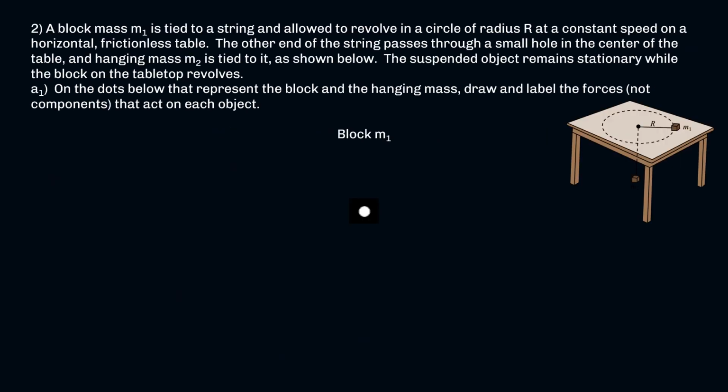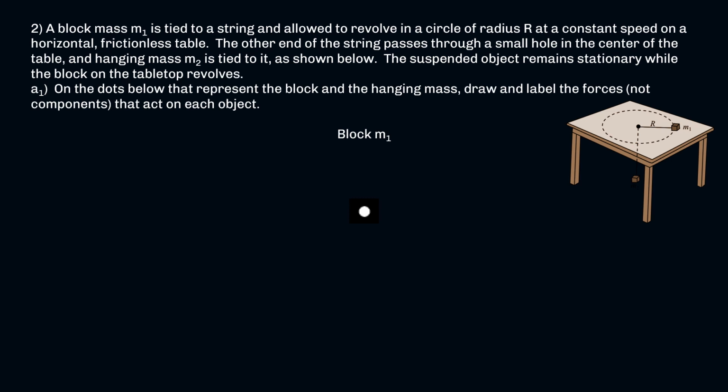Looking at example number 2 here, where a block of mass m1 is tied to a string and is allowed to revolve in a circle of radius r at a constant speed on a horizontal frictionless table. The other end of the string passes through a small hole in the center of the table, and hanging mass m2 is tied to it as shown below. The suspended object remains stationary while the block on the tabletop revolves, so it just goes around in a circle.